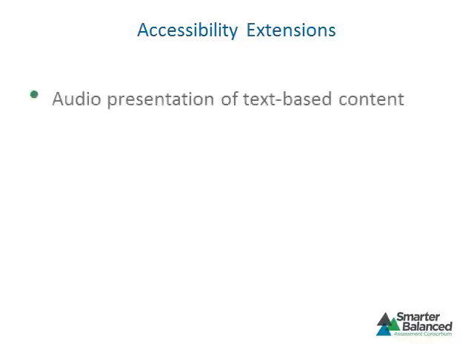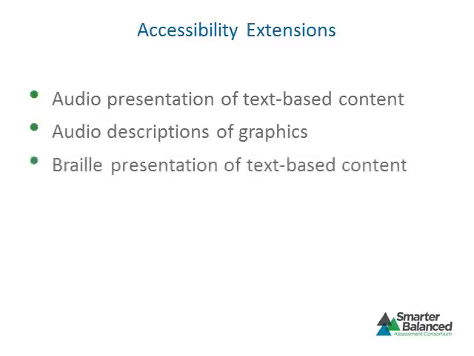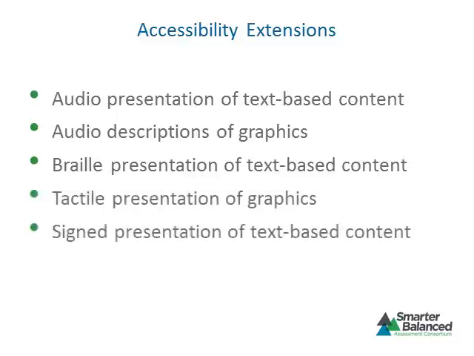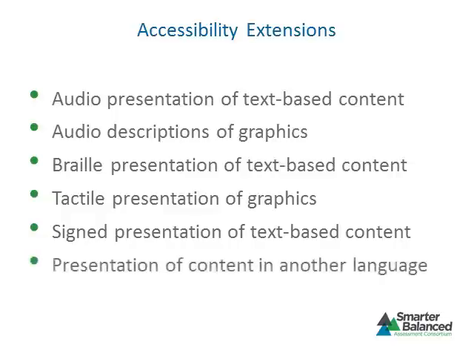All accessibility extensions are designed to provide information that supplements an item or task's content. The most common types of accessibility extensions include audio presentation of text-based content, audio descriptions of graphics, Braille presentation of text-based content, tactile presentation of graphics, presentation of text-based content in American Sign Language, and presentation of content in another language such as Spanish.